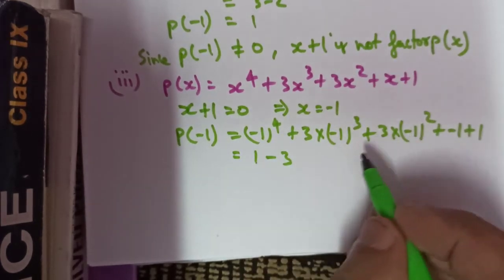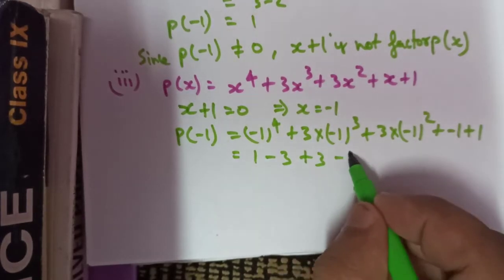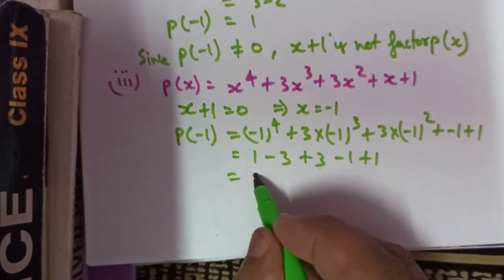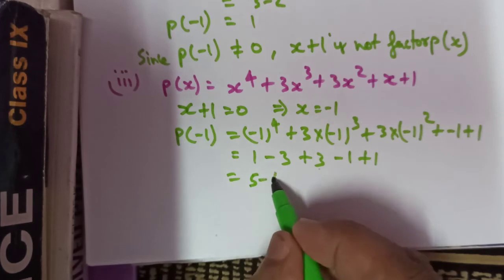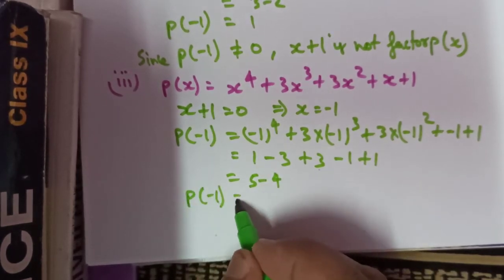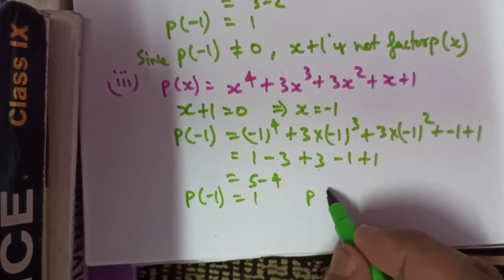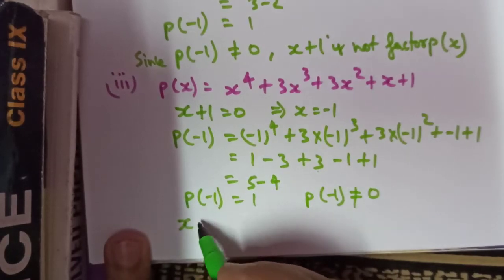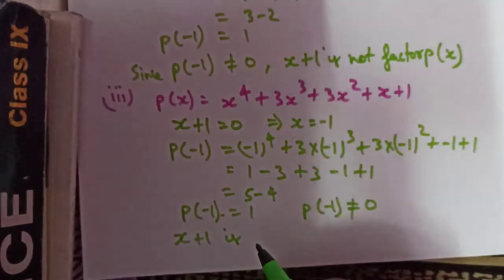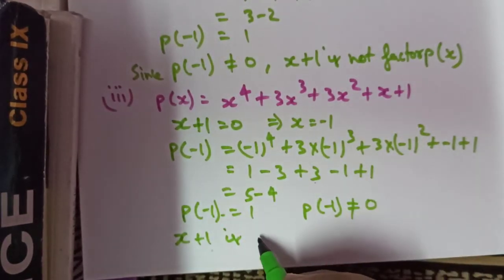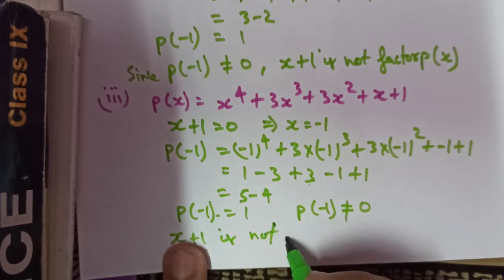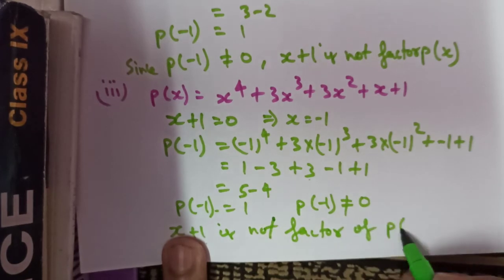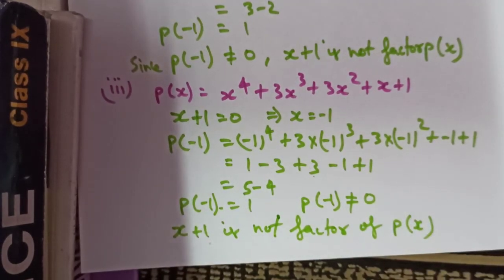Minus 1 square is plus 1, into 3 is plus 3, then minus 1, then plus 1. So here also we are getting plus 3 plus 1 plus 1, that is 5, minus 3 minus 1, that is minus 4. So the value of p(-1) is again coming out to be 1. That means p(-1) is not equal to 0. That means x plus 1 is not a factor of the given polynomial p(x). I hope it is clear now.